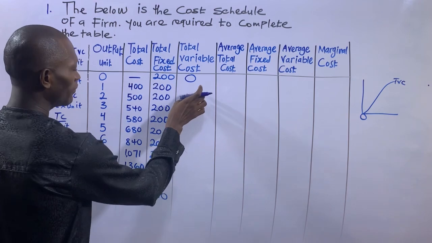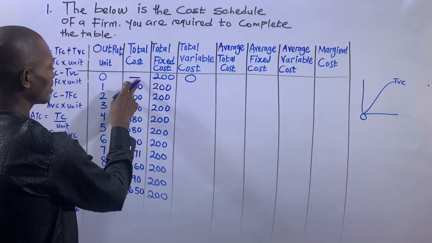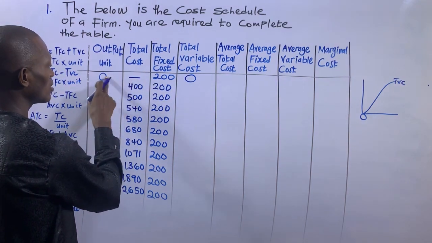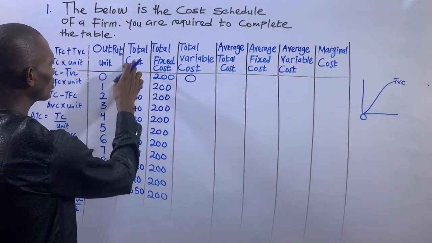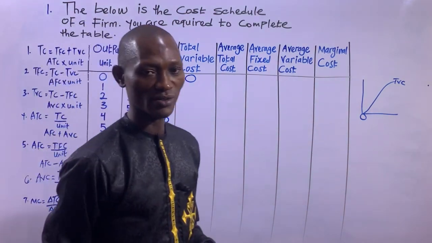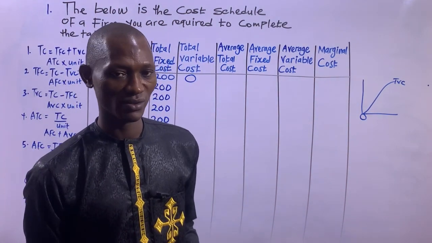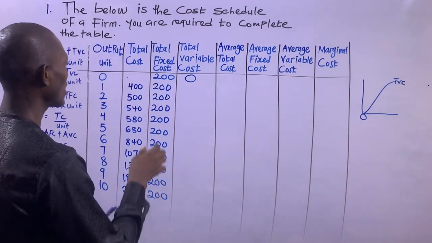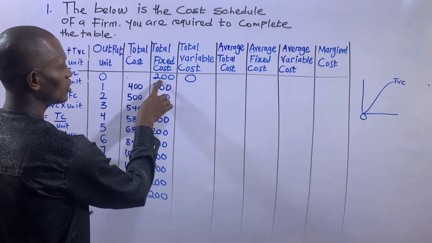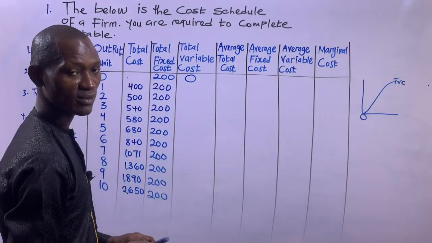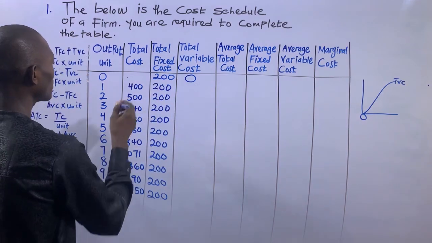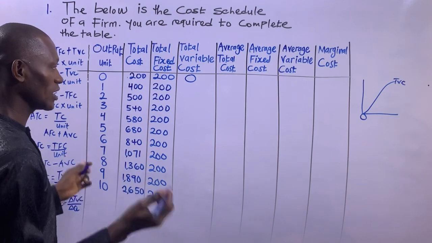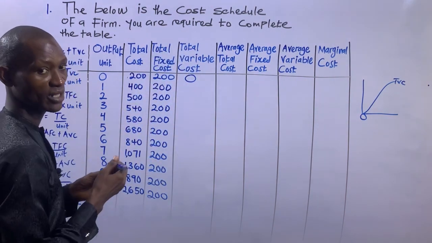Before we can get this, let's get the total cost when output is zero. We have not gotten total cost when output is zero. So let's get that. The formula for total cost is total fixed cost plus total variable cost. We have been told here that total fixed cost is 200 and total variable cost is zero. So 200 plus zero gives us 200. That's how we get our total cost: total fixed cost plus total variable cost.